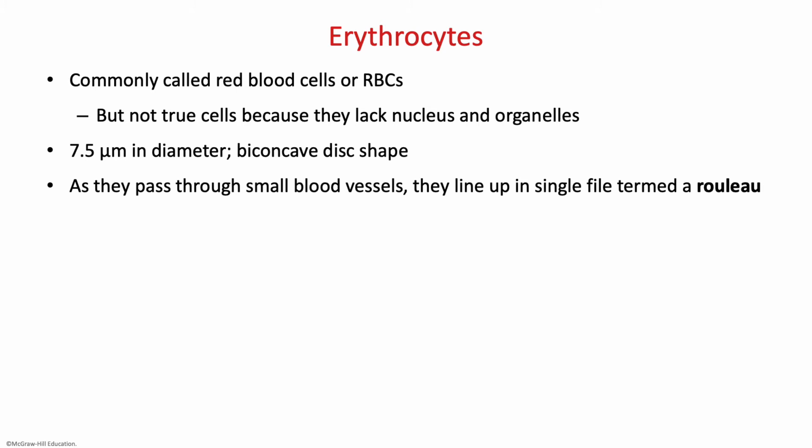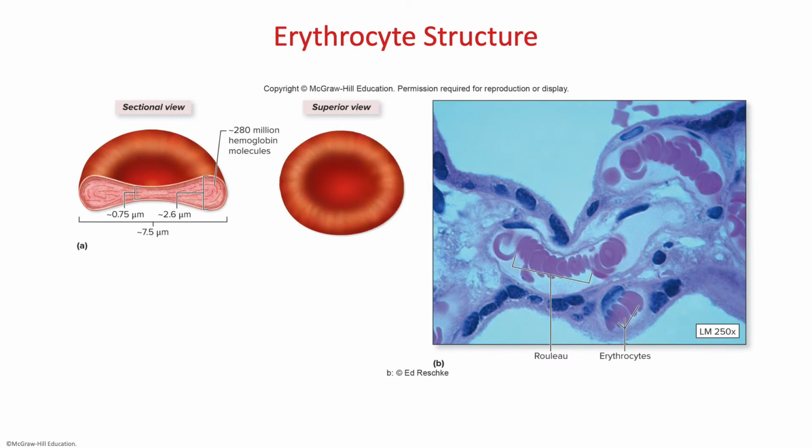As they pass through teeny tiny small blood vessels, they line up in a single file termed a rouleau. And this rouleau can be seen here on the right, just a single file of red blood cells. You can see the biconcave shape of the red blood cell here, how it's indented on each side.